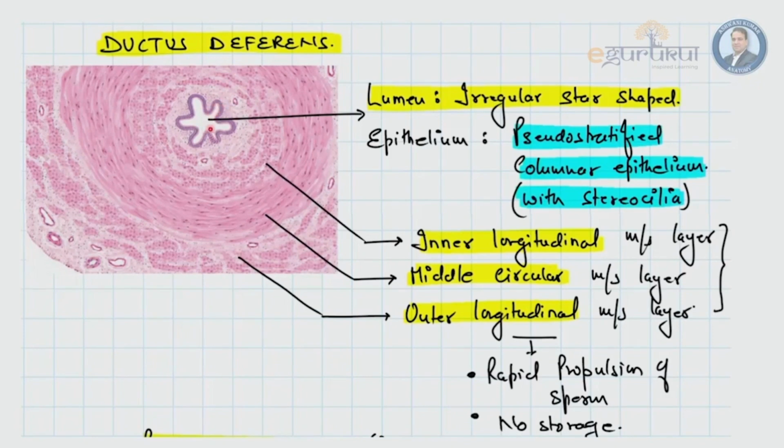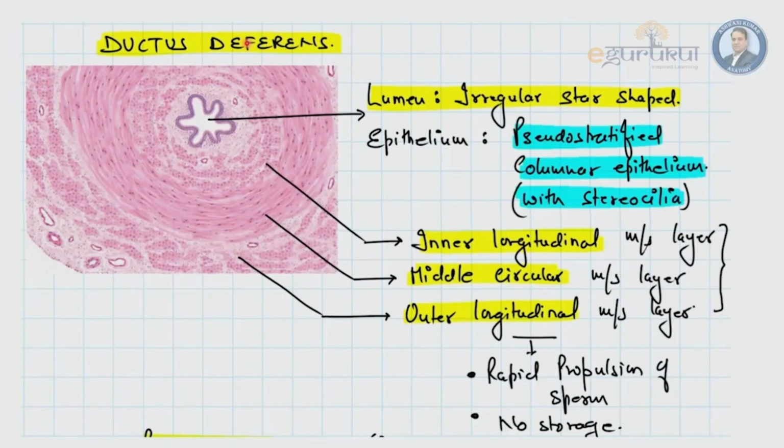And the most striking feature of the ductus deferens is the thick layer of muscles which are present around here. If you see, we have an inner longitudinal muscle followed by the middle circular muscle, and then again we have the outer longitudinal muscle. The need for these muscles is because the ductus deferens is not the site for the storage of the sperm. Sperms are stored in the epididymis.